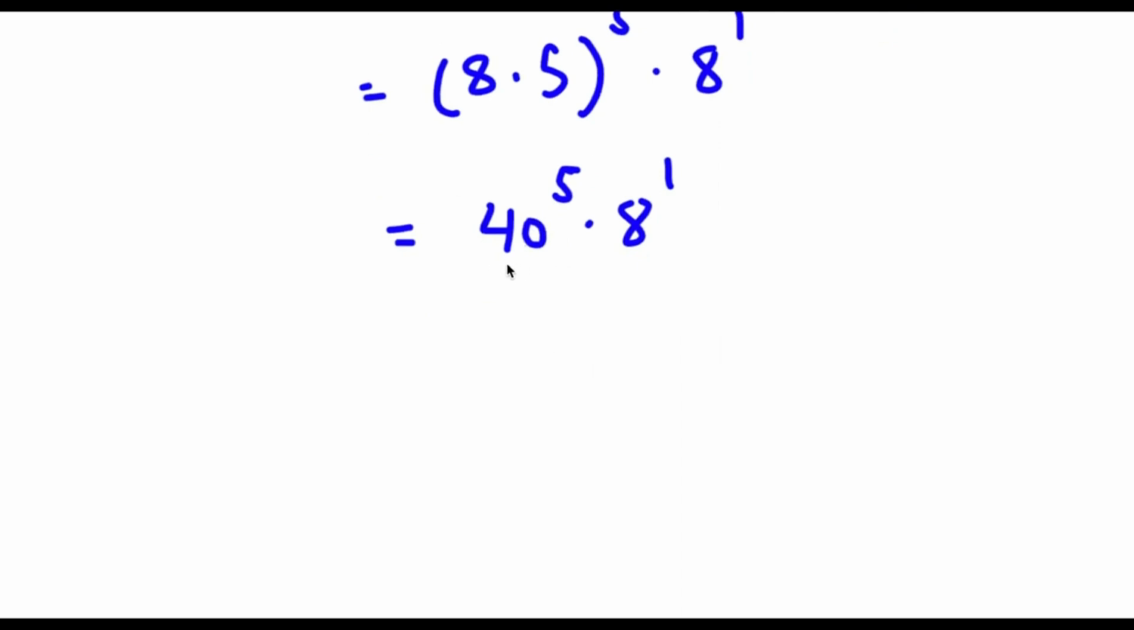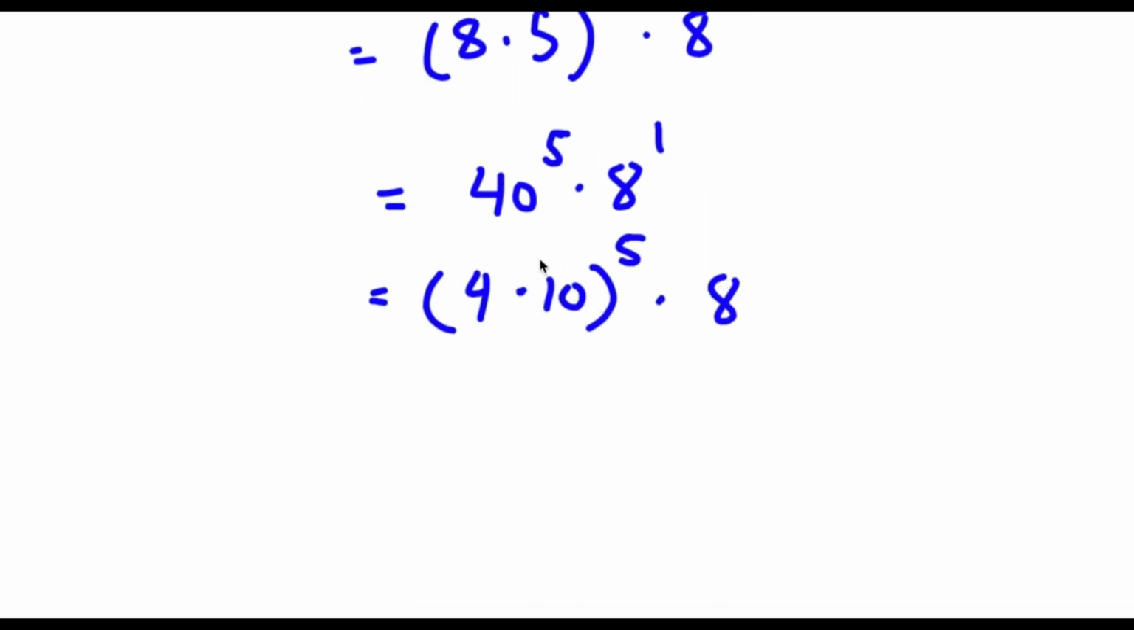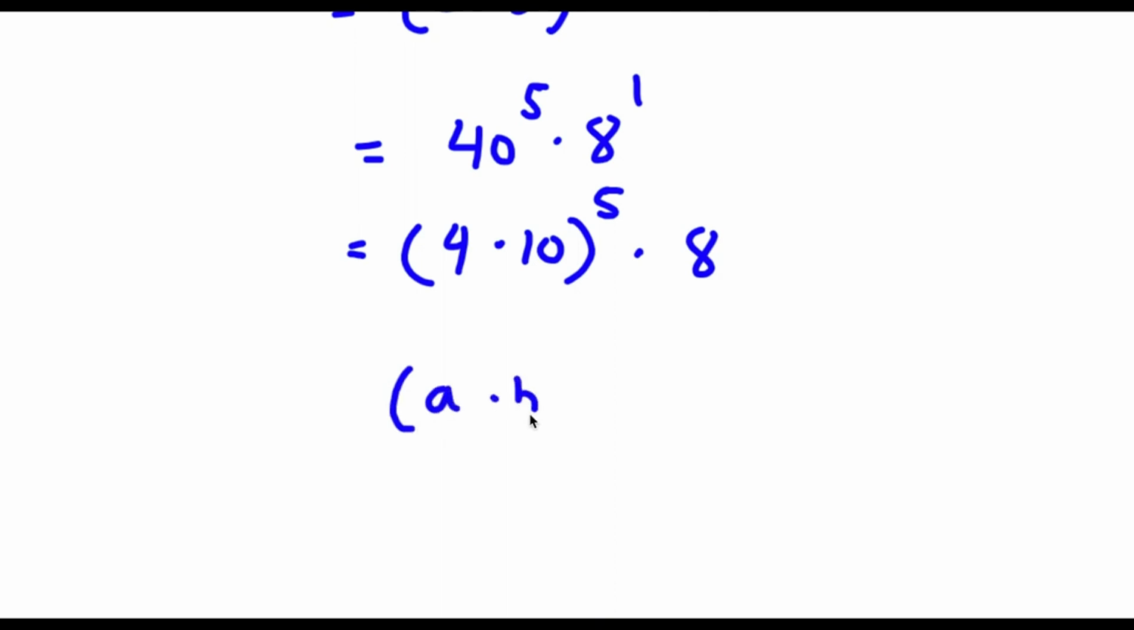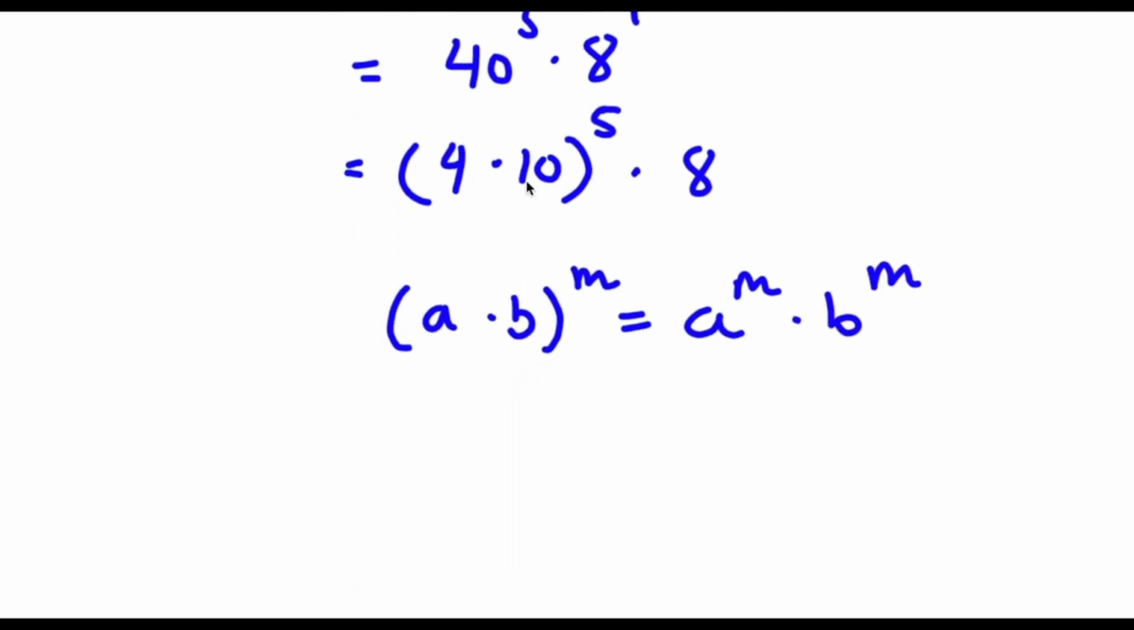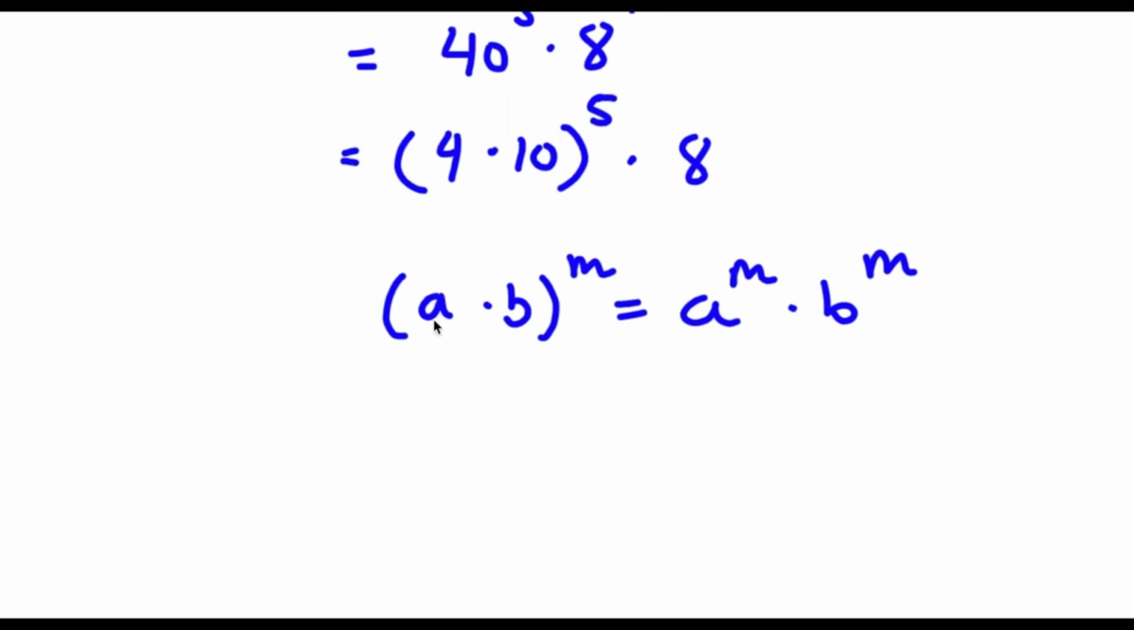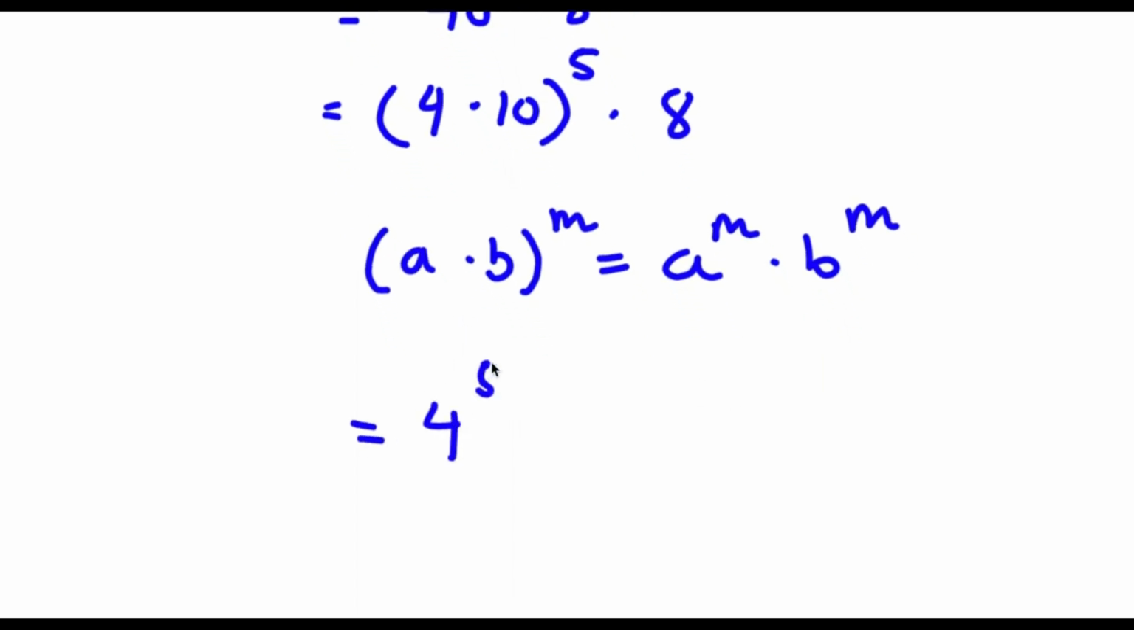And now 40 to the power of 5, well 40, this is the same thing as 4 times 10. So now I have 4 times 10 to the power of 5 times 8. And now if I have something in the form a times b to the power of m, it's the same thing as a to the power of m times b to the power of m. So in this case, 4 times 10 to the power of 5, this is going to equal 4 to the power of 5 times 10 to the power of 5. Now I have this times 8.